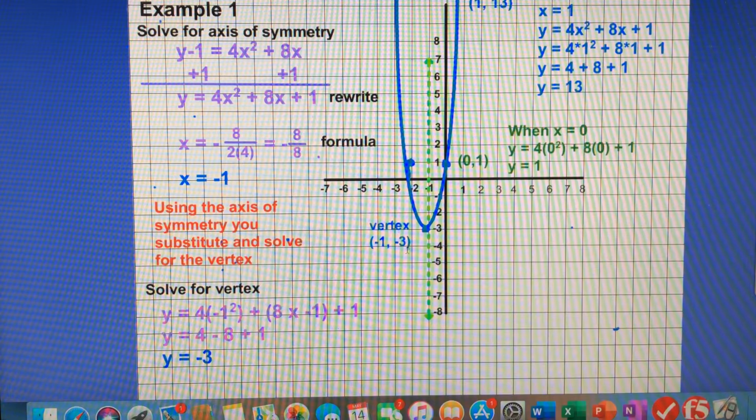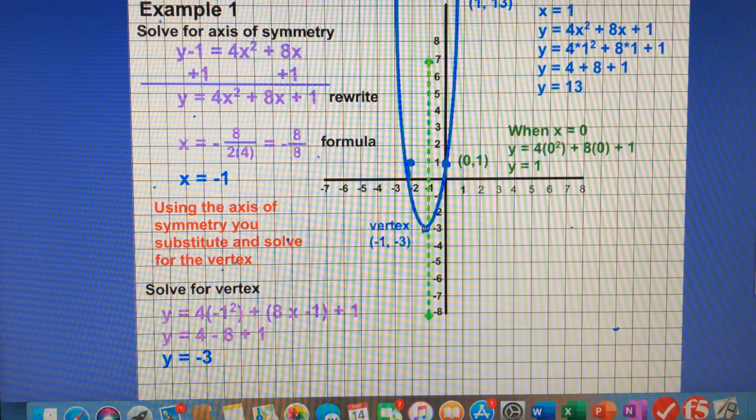Go back and make sure you understand that. I plugged in my axis of symmetry as a possible x value, just like having an xy table. And I solved for y, and I graphed that point. That is my vertex. I know it opens upward because my coefficient of x squared is positive.